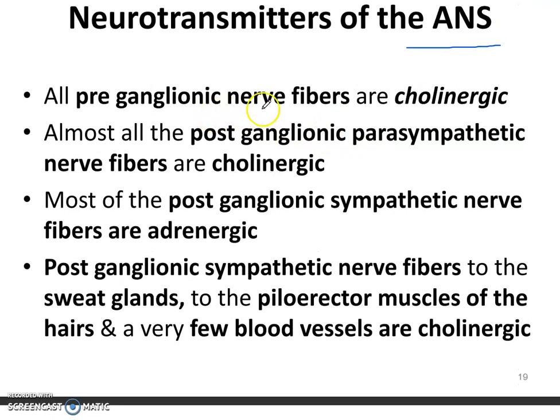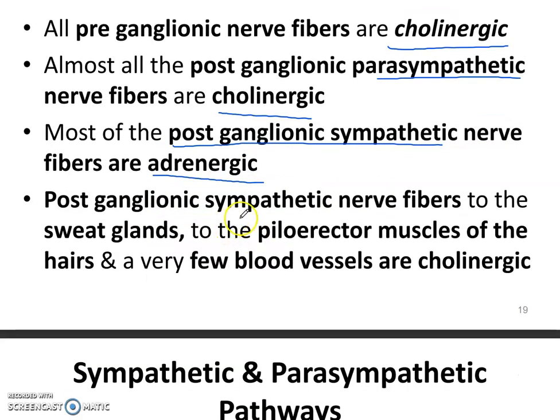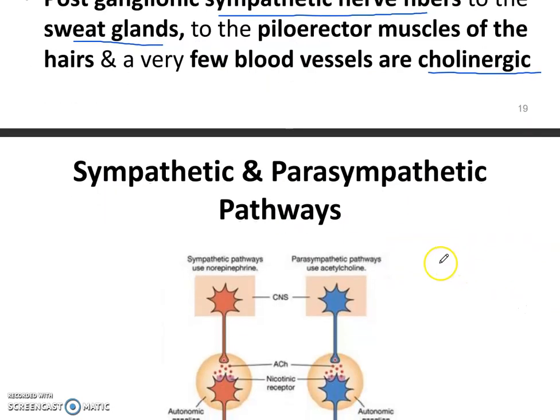Neurotransmitters of the autonomic nervous system: all preganglionic nerve fibers are cholinergic, meaning they release acetylcholine, and almost all postganglionic parasympathetic fibers are cholinergic. Most of the postganglionic sympathetic nerve fibers are adrenergic, except the postganglionic sympathetic fibers to the sweat glands and the pilo-erector muscles of the hairs, and a very few blood vessels, which are cholinergic.